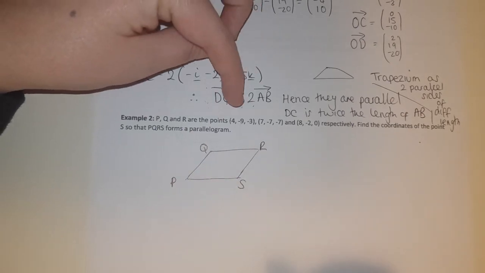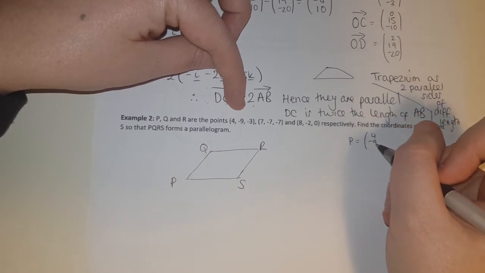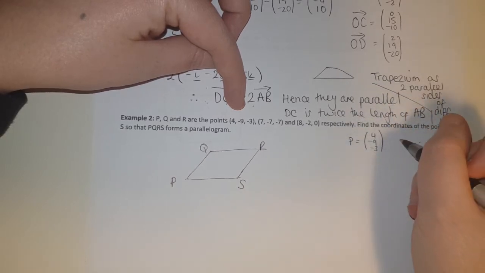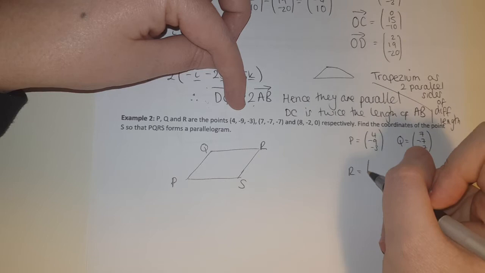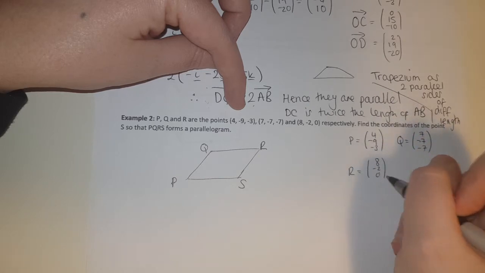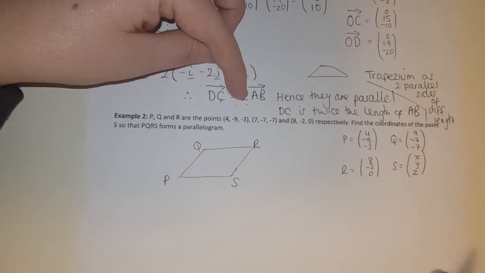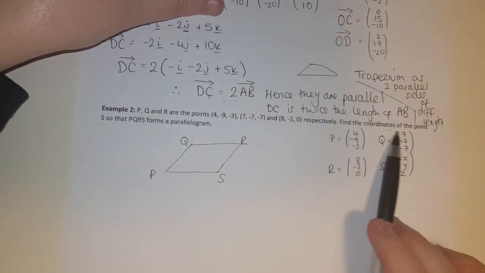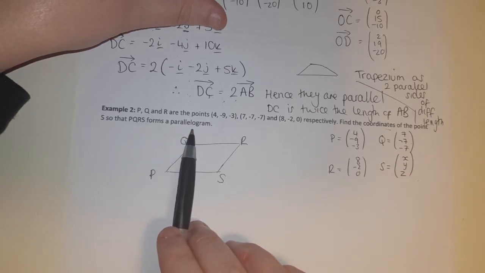So we know that if I was to write these in vector form, P would just be (4, -9, -3). Q would just be (7, -7, -7). R would be (8, -2, 0). And S we're going to work out, so I'm just going to label it (x, y, z). Okay, so I've got my 4 points. Find the coordinates of the point S so that PQRS forms a parallelogram.